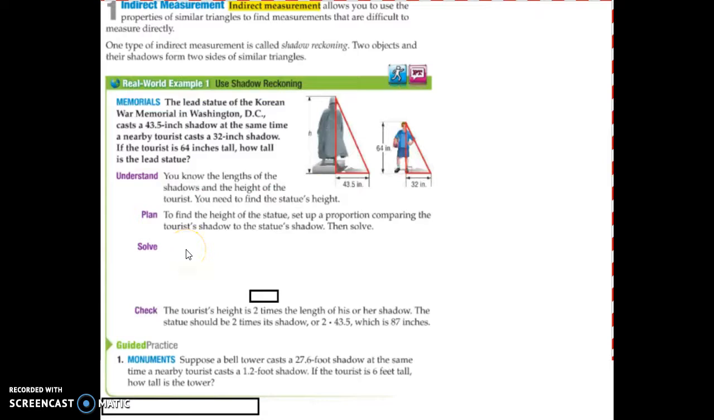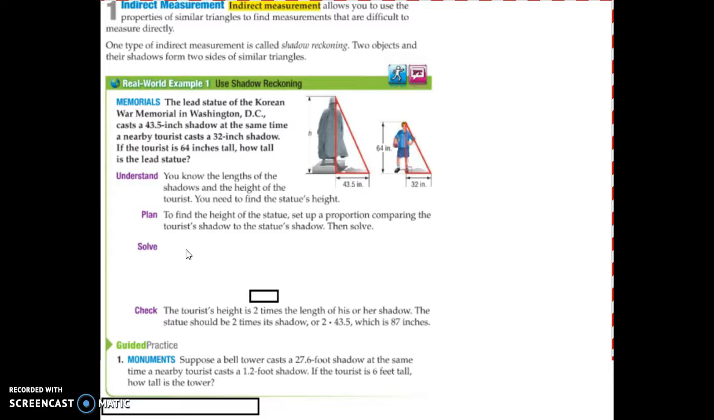So first of all, what is indirect measurement? Well, it's a measurement that allows you to use properties of similar triangles to find measurements that are difficult to measure directly. Like I said, the height of a pine tree, or how tall the school is. I mean, you can probably get up there, but it's not going to be easy because you'll get in trouble.